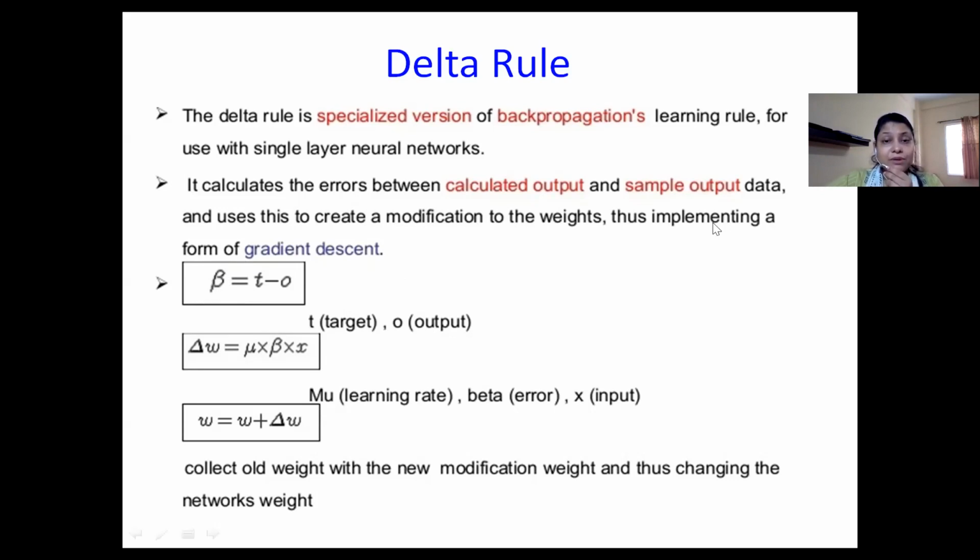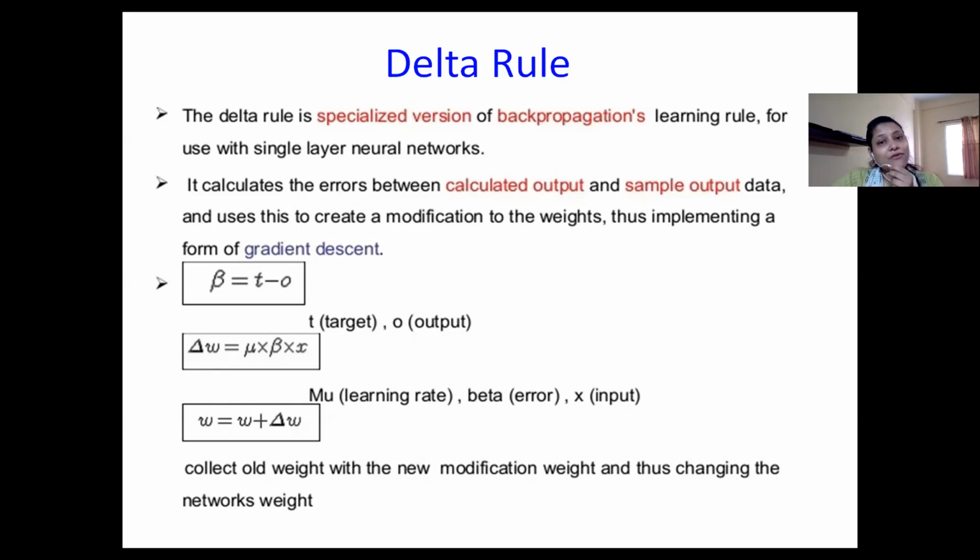That means the error between the calculated output and the sample output. And this beta is nothing but t minus o. We can formulate this beta as well like this. That means the difference between the target and the calculated output. And we can have a particular learning rule. This is a learning rule.